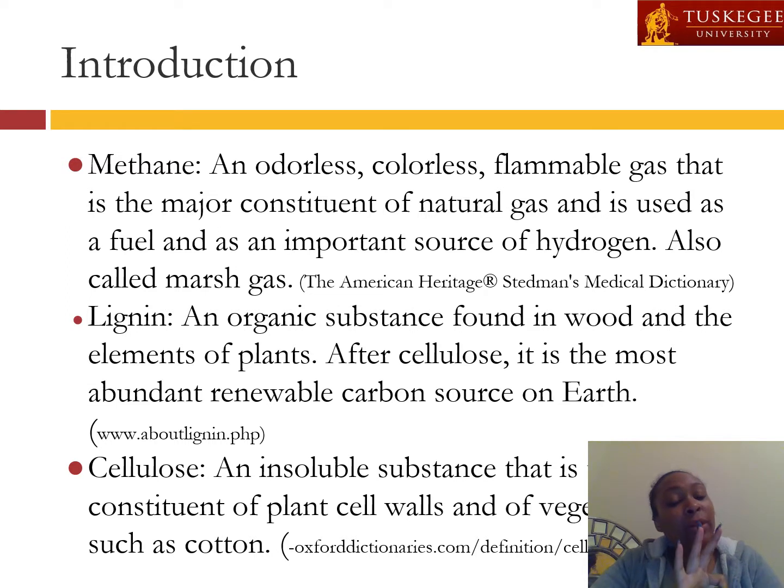There will be three different factors that we're trying to yield the methane from, but we'll talk about these three. In definition, methane is an odorless, colorless, flammable gas, and it can be found in a gas stove in an apartment. Lignin is a substance found in wood, and it is found in the cell walls of plants. And the last one is cellulose, which is a renewable carbon source, and that can be found as vegetable fibers or cotton.